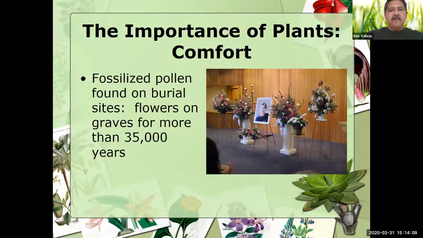Now, plants are very important to humans. Plants give us comfort, and they have for a long time. Fossilized pollen has been found on burial sites. We've been putting flowers on graves for more than 35,000 years. There has been fossilized pollen found on grave sites, so that's how we know that.